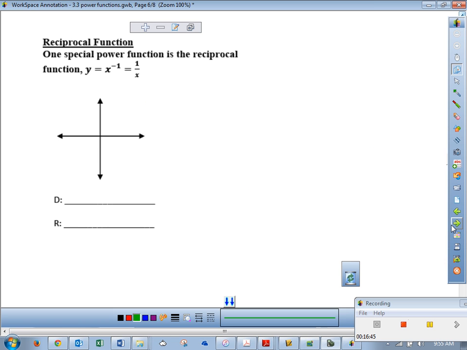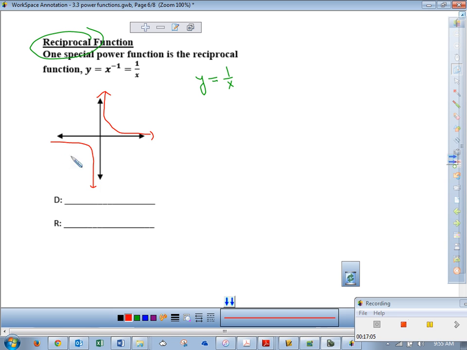Finally, the hyperbola, which they also call the reciprocal function, because it's really y equals x to the negative first, and negative exponents mean reciprocate the base. So that's why it's y equals 1 over x. If we graph it in the calculator, you get these cool little branches like so. There's our parent function. But it's got asymptotes because the domain has to be restricted.